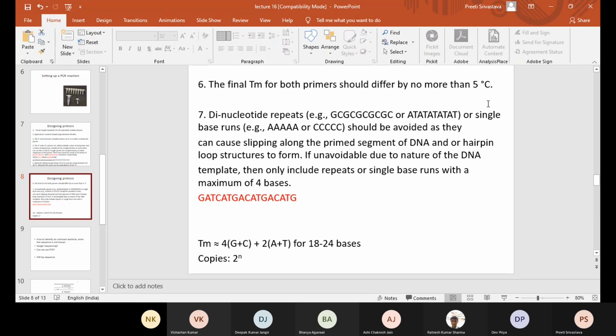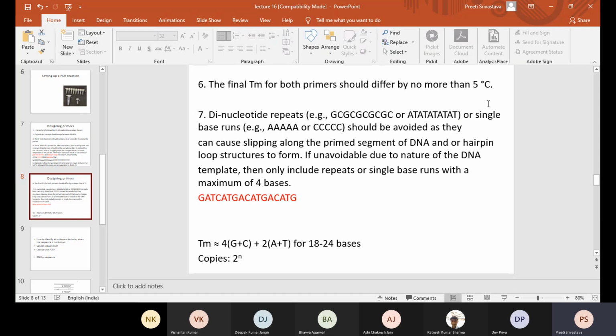Okay. So the next rule, is it clear? Should we move on? Yes, ma'am. Right, so the last rule is again the same that we have already discussed: dinucleotide repeats like AT, AT, AT or GC, GC, GC, or even single base runs should be avoided because they can cause slipping along the primed segment. So these should be avoided, right?